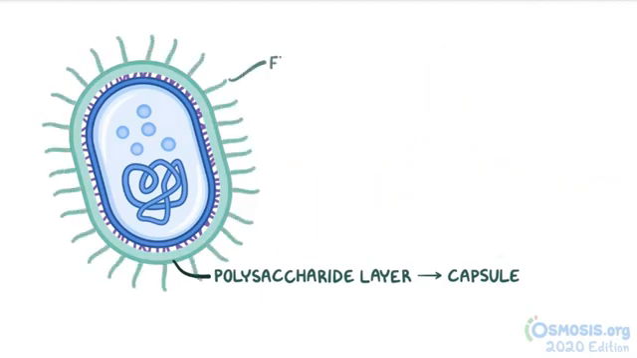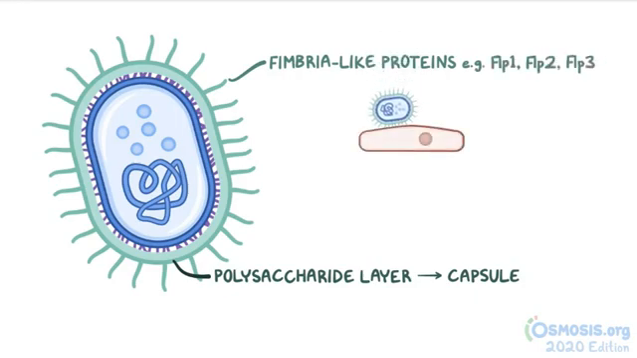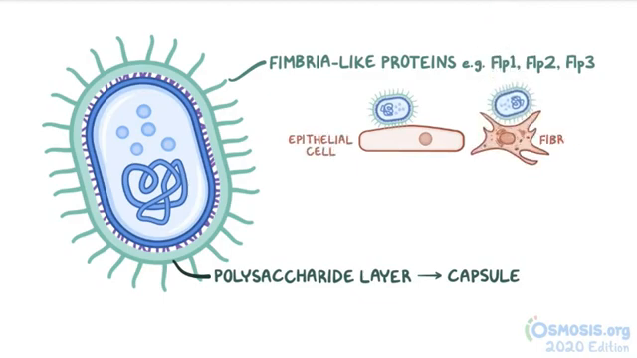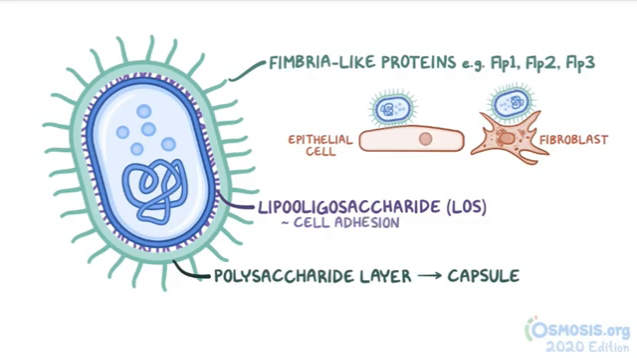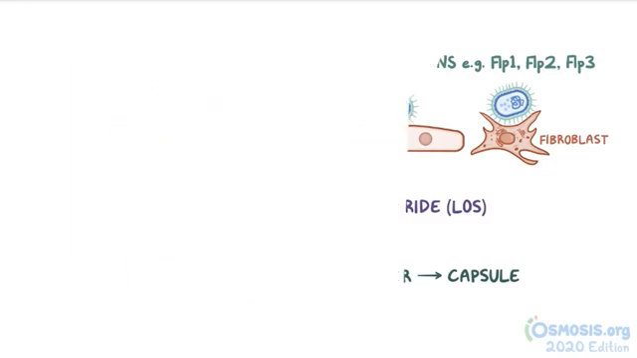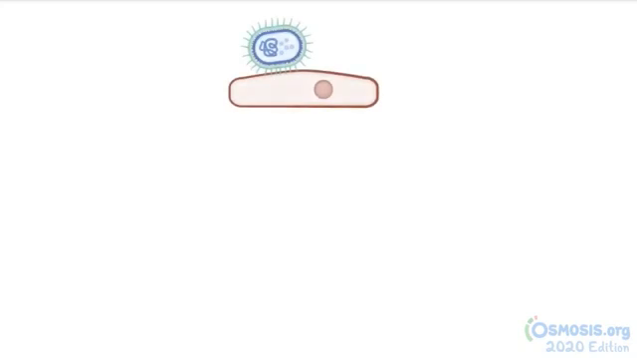On the capsule, there are fimbria-like proteins, such as FLP1, FLP2, and FLP3, and it uses them to attach to subcutaneous epithelial cells and fibroblasts. Underneath the capsule, there's an outer membrane which consists of lipo-oligosaccharide, or LOS, which is also involved in cell adhesion. After attachment, Haemophilus ducreyi makes epithelial cells secrete pro-inflammatory cytokines like IL-6 and IL-8. These molecules signal for white blood cell reinforcements.